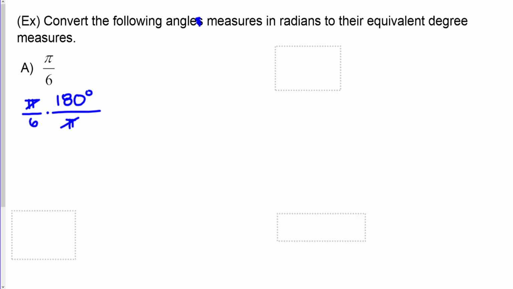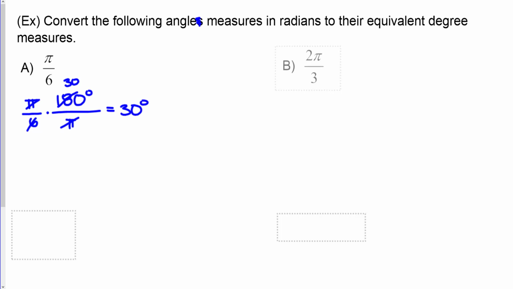So the pi's cancel out. You have 180 over 6, and 6 will actually go into 180 30 times. So this is equal to 30 degrees. And notice now I do have a degree mark on here because the only degree in this calculation was the 180 degrees. So my leftover answer has a degree in it.